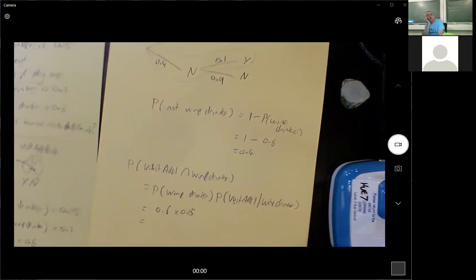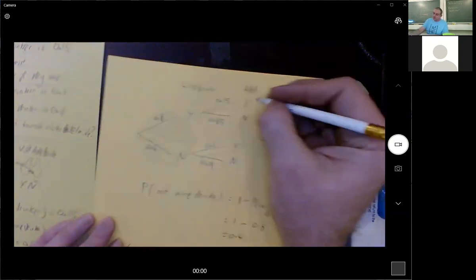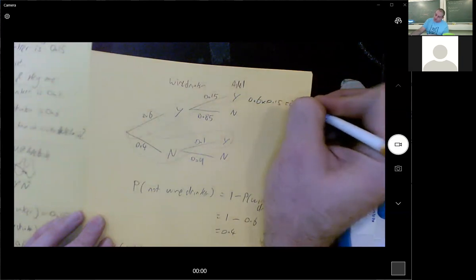Six times 10 would be 60, 90. So I think that's 0.9. No, 0.09. So that's this probability here, 0.6 times 0.15, which is 0.09.